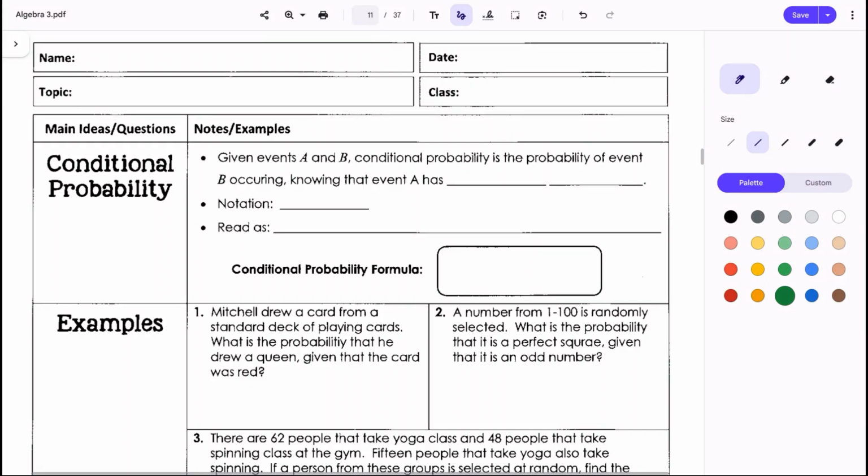All right, so we should all be on this page. It should say conditional probability on it. That's what we're going to talk about today, which is a little different than the theoretical that we talked about last week.